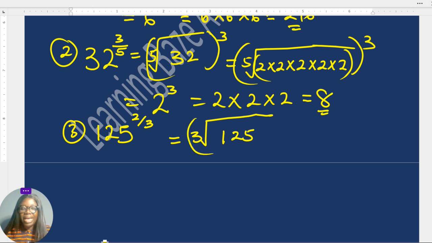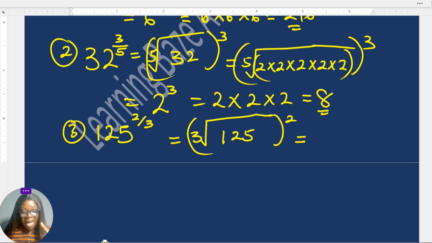125, all in bracket, raised to 2. That's the square. Okay, that's the square. So what is the 3rd root of 125? It means that number you're going to multiply by itself 3 times to give you 125. That number is 5. When you say 5 times 5 times 5, you can see that's 3 times, the 3rd root.